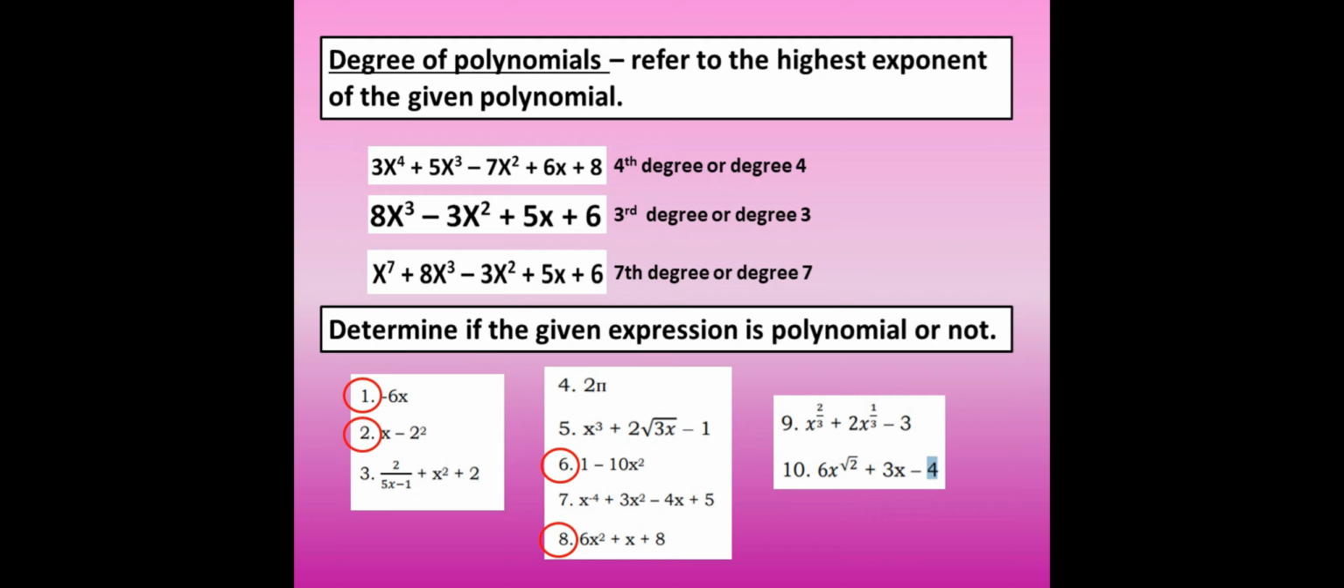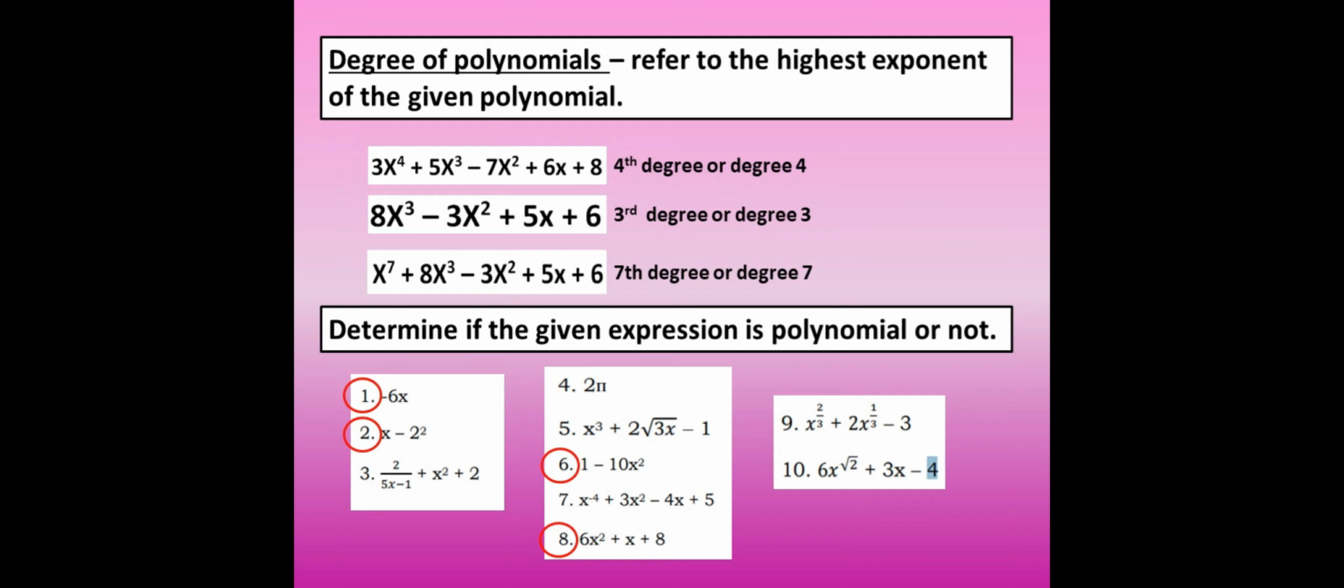So negative 10x squared plus 1. The leading term is negative 10x squared, and the leading coefficient is negative 10. The constant term is 1. Number 8 is also a quadratic polynomial where the leading term is 6x squared, the leading coefficient is 6, and the constant term is 8. And this x is the linear term.